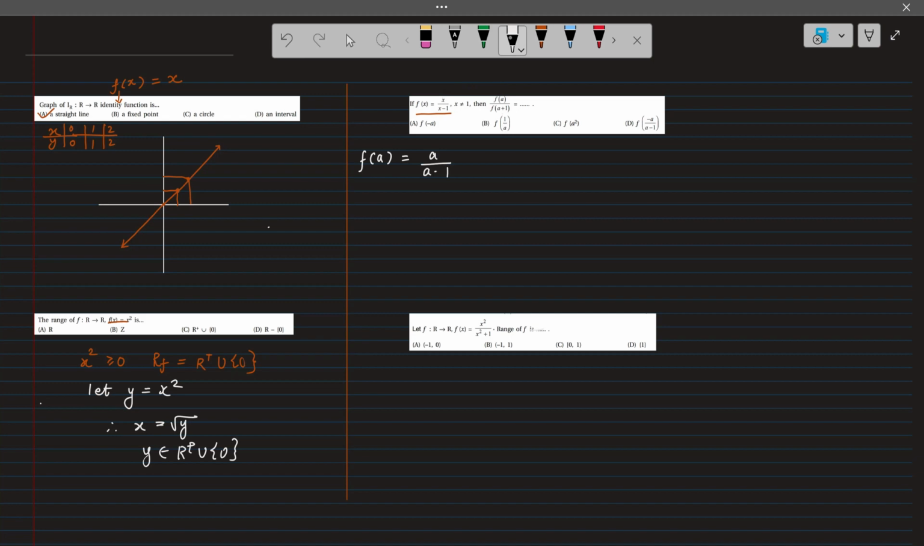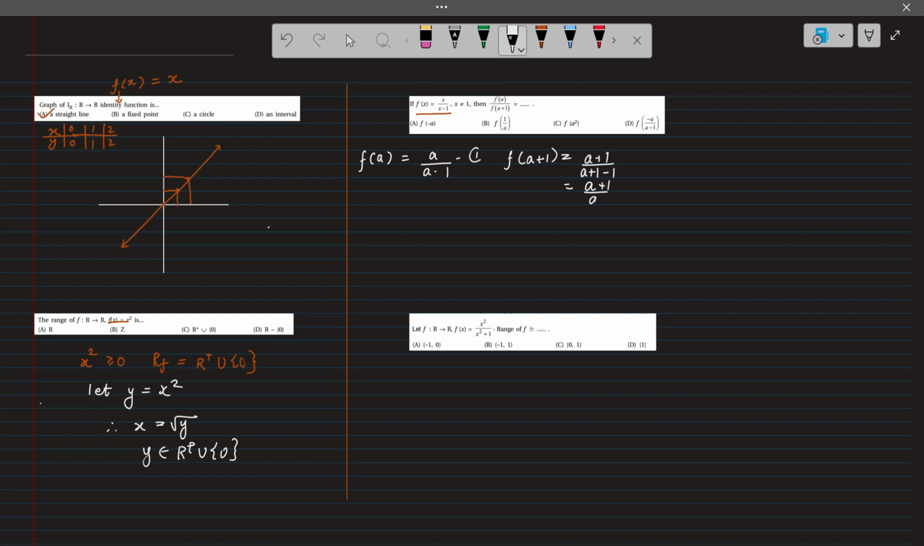Similarly, f of a plus 1 will be equal to, instead of x, we will substitute a plus 1. So, a plus 1 upon a plus 1 minus 1. Plus 1 minus 1 in the denominator will get cancelled out, and finally we will get the value a plus 1 upon a.